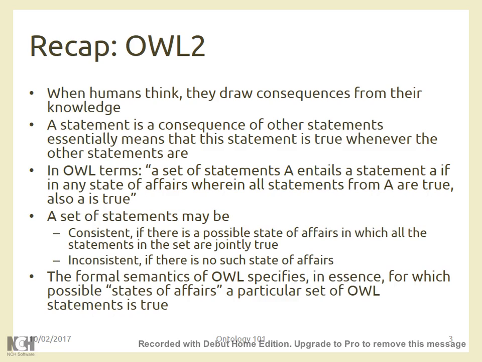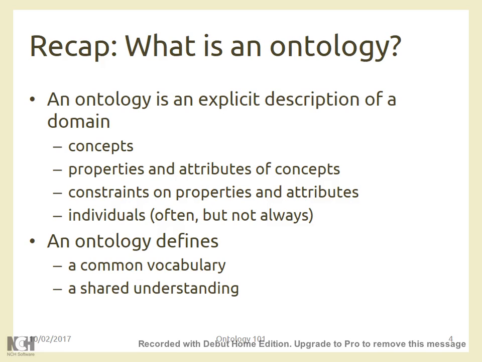It is mathematically verified. And an ontology is an explicit description of a domain, a domain that you need to decide on and focus on when you build an ontology. It is composed of at least four things: concepts, then properties and attributes of those concepts, constraints on these properties, attributes, and concepts, and then individuals; often an ontology has individuals, not always. An ontology defines a common vocabulary and a shared understanding of a specific domain.